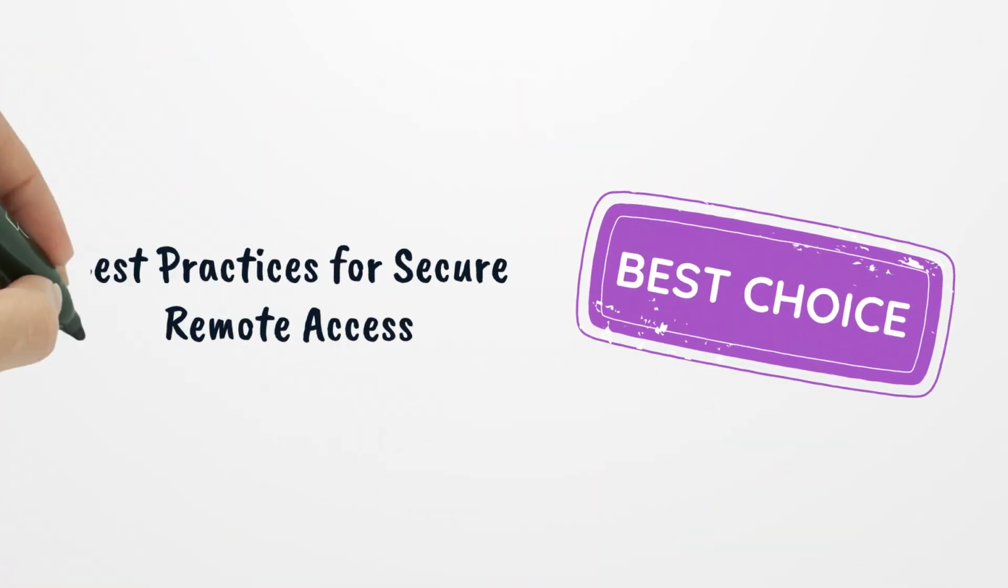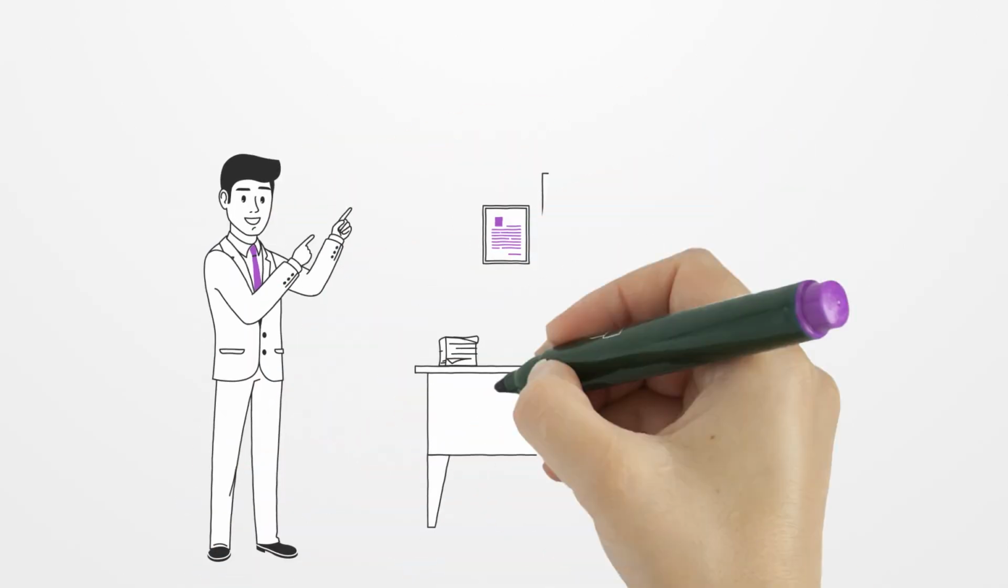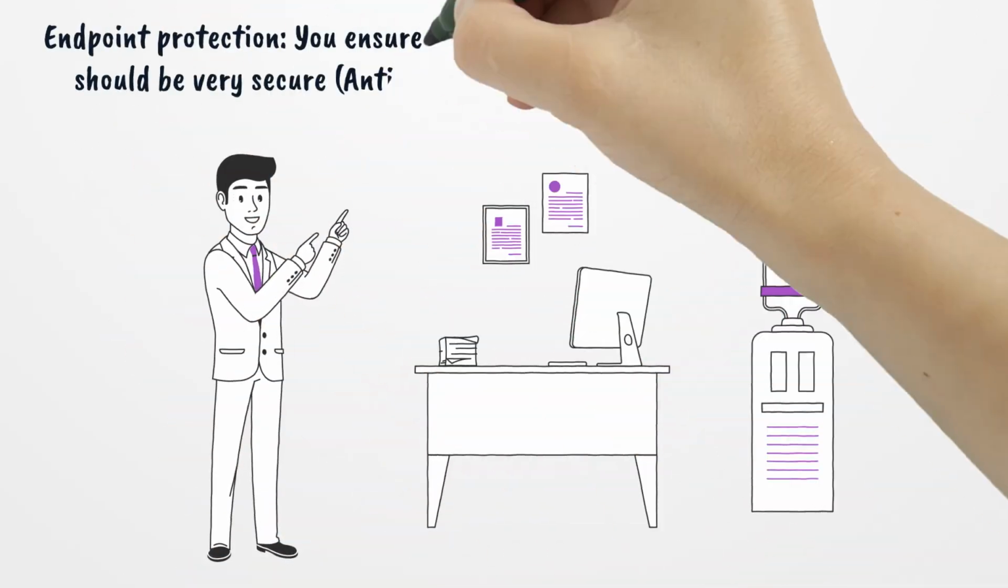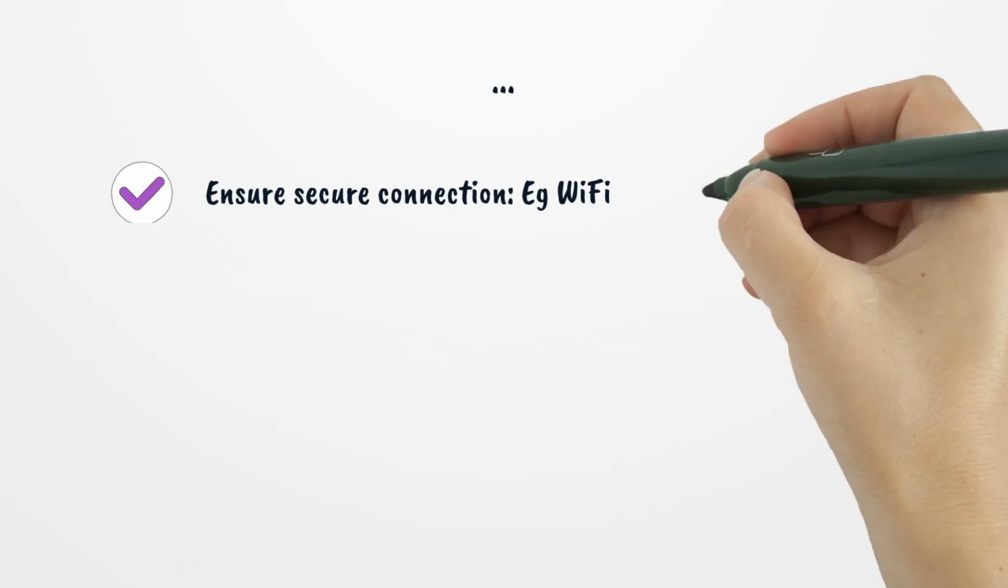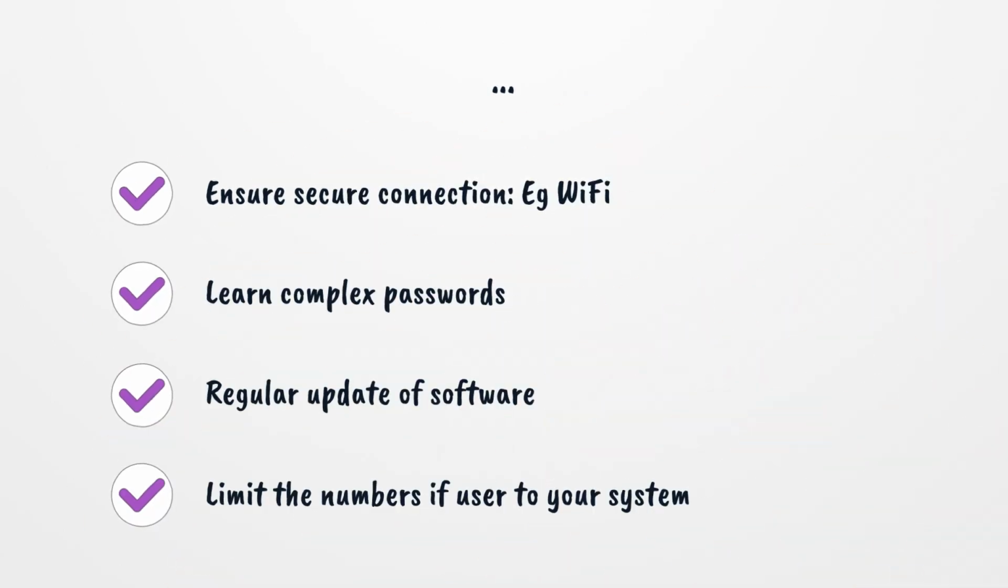Best practices for secure remote access. Endpoint protection. Ensure that the devices you are using to gain access are very secure, with antivirus, firewall setup, and all other security measures. Ensure a secure connection, e.g. Wi-Fi. Use complex passwords. Regular update of software.